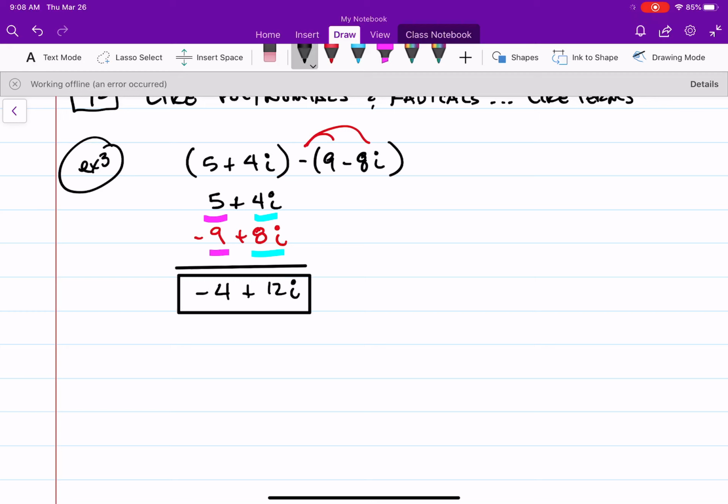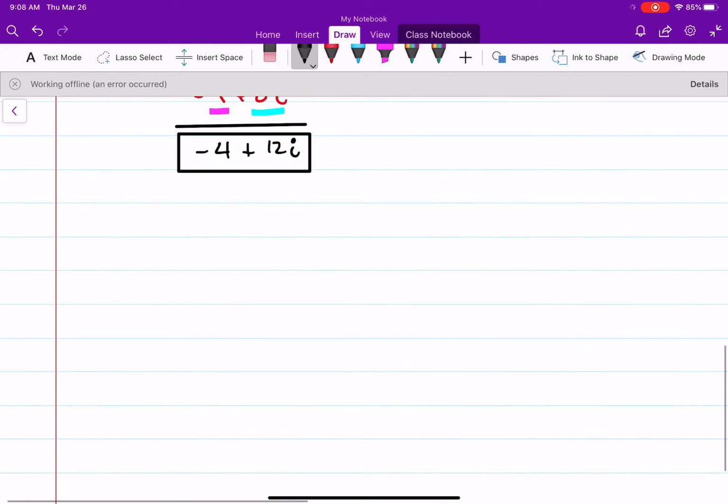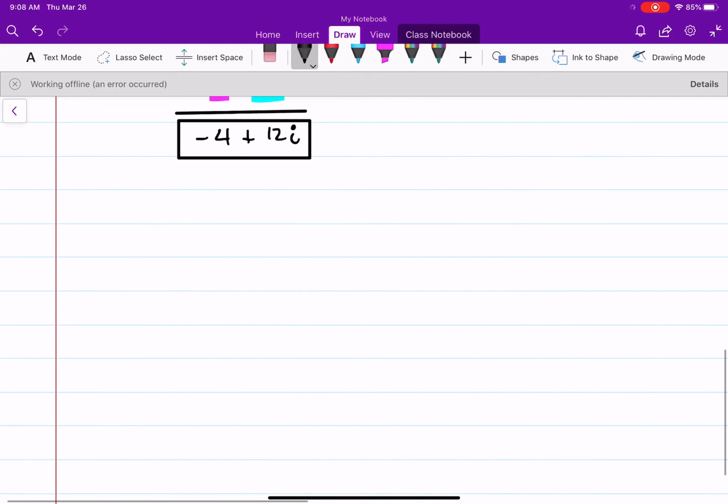Okay, and that's already an a plus bi form, so that's great. That's what I would love to happen every single time. All right, so let's talk about another example. So we're at example 4.